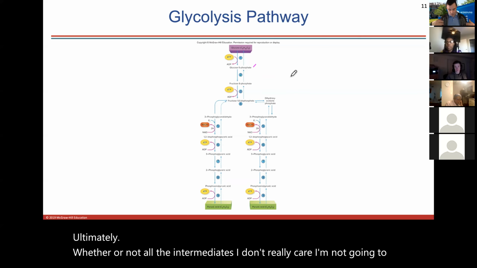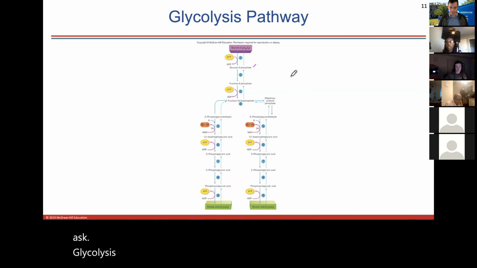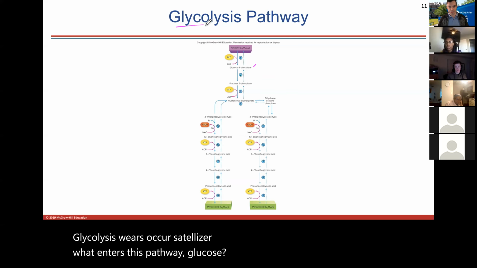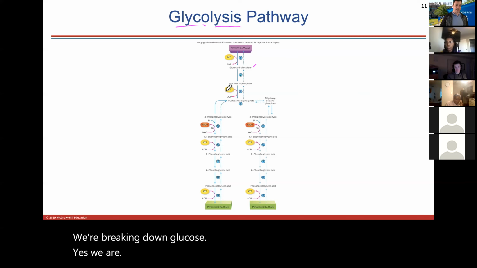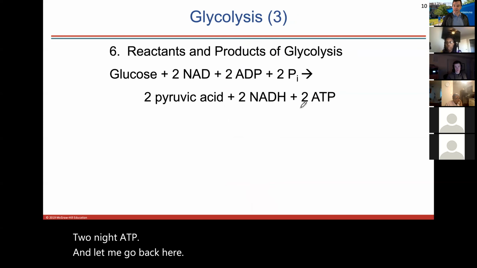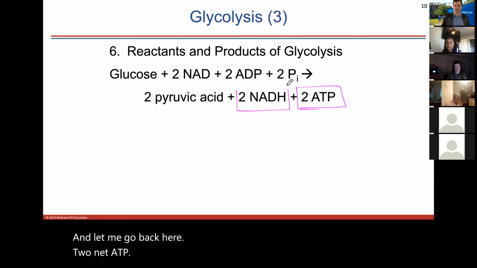Okay. Glycolysis, where does it occur? Cytoplasm. What enters this pathway? Glucose. I mean, it's in its damn name. Glyco is glucose. Lysis means to break. We're breaking down glucose. Yes, we are. What do I get out of it? 2 net ATP. And let me go back here. 2 net ATP, 2 NADHs, and 2 pyruvates.